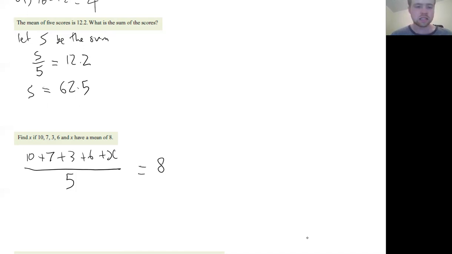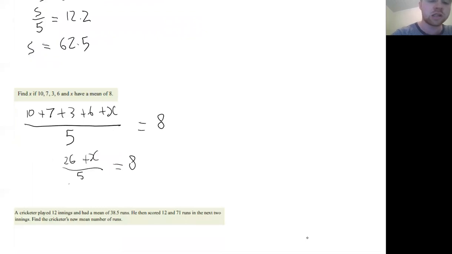Okay, so now let's simplify this and rearrange to find out what X is. So 10 plus 7 is 17, plus 3 is 20, plus 6 is 26. So 26 plus X over 5 equals 8. We can times both sides by 5. We get 26 plus X equals 40. And then subtract 26 from both sides, and X is going to equal 14 as our answer here by just rearranging that equation. So again, we're working backwards. We're given the mean, and we're trying to find out something else.